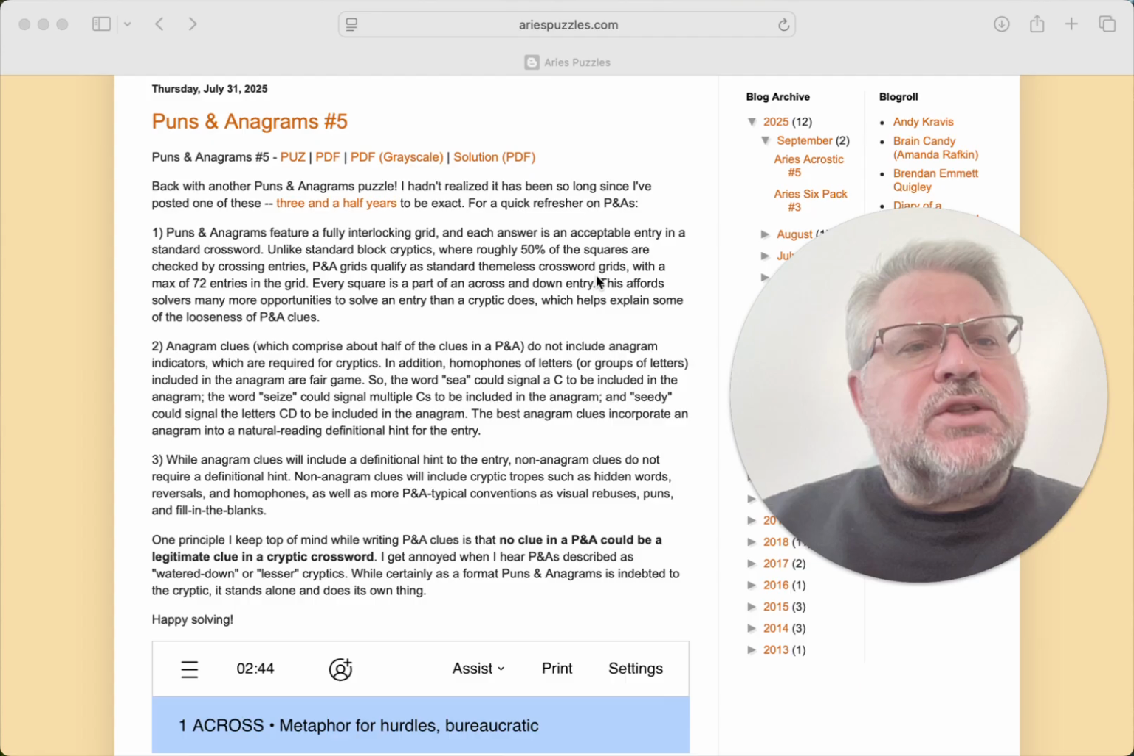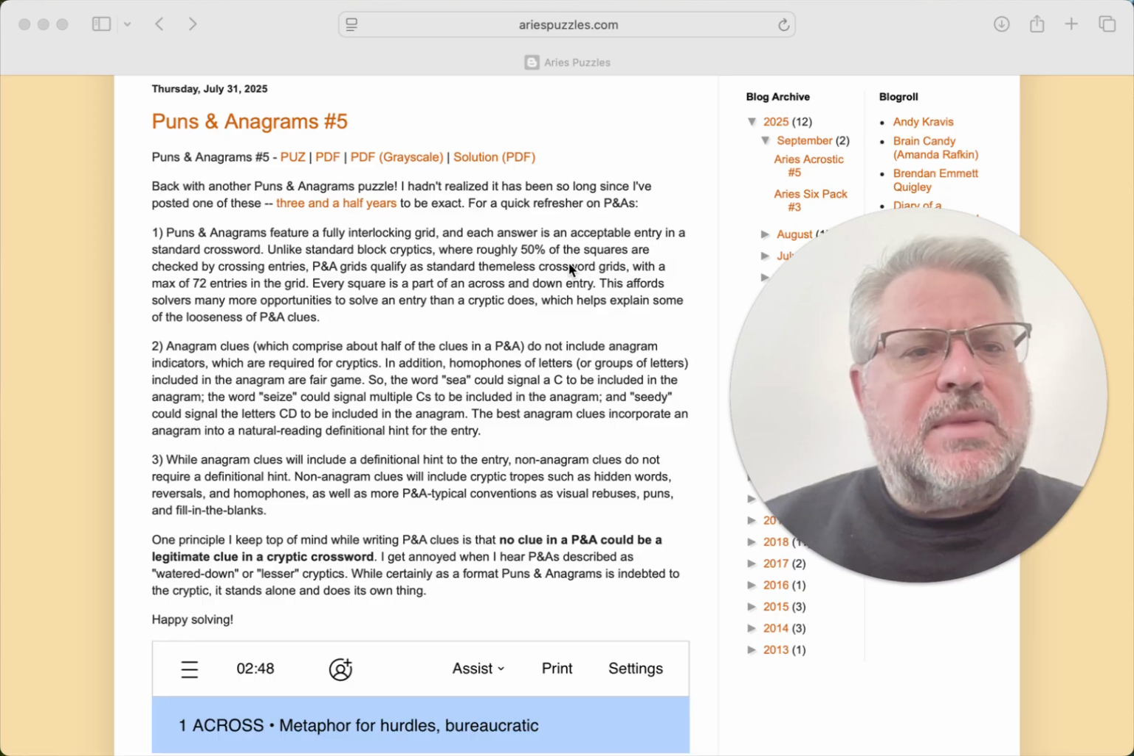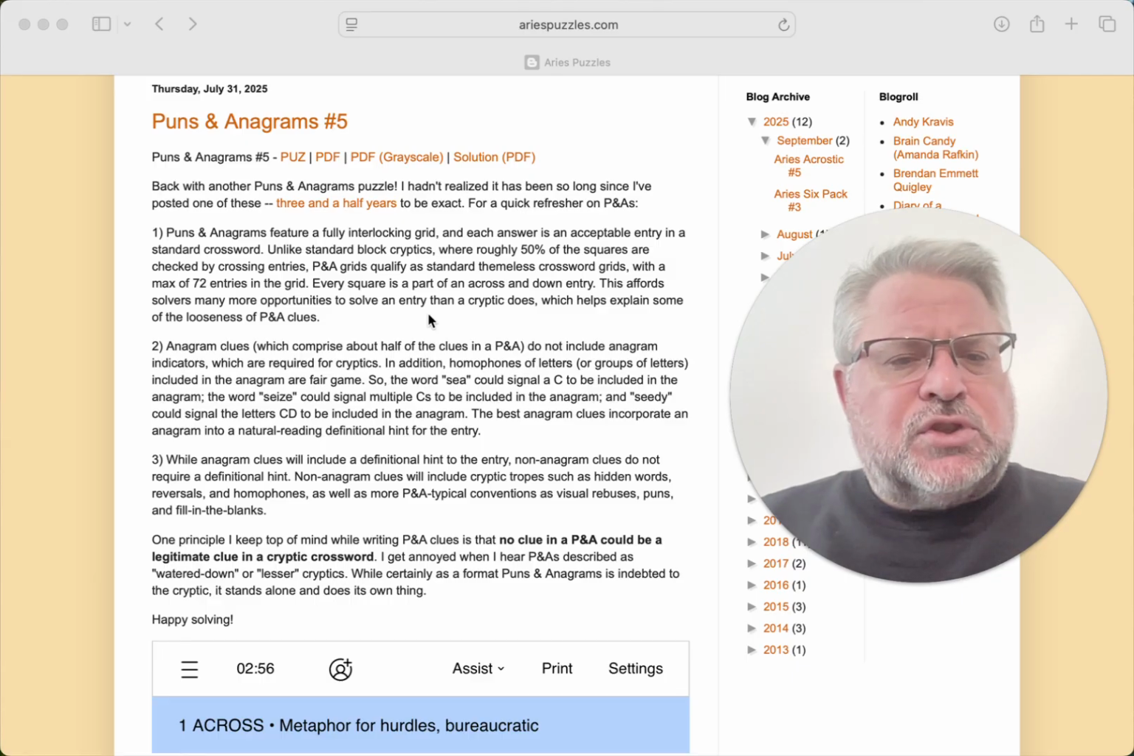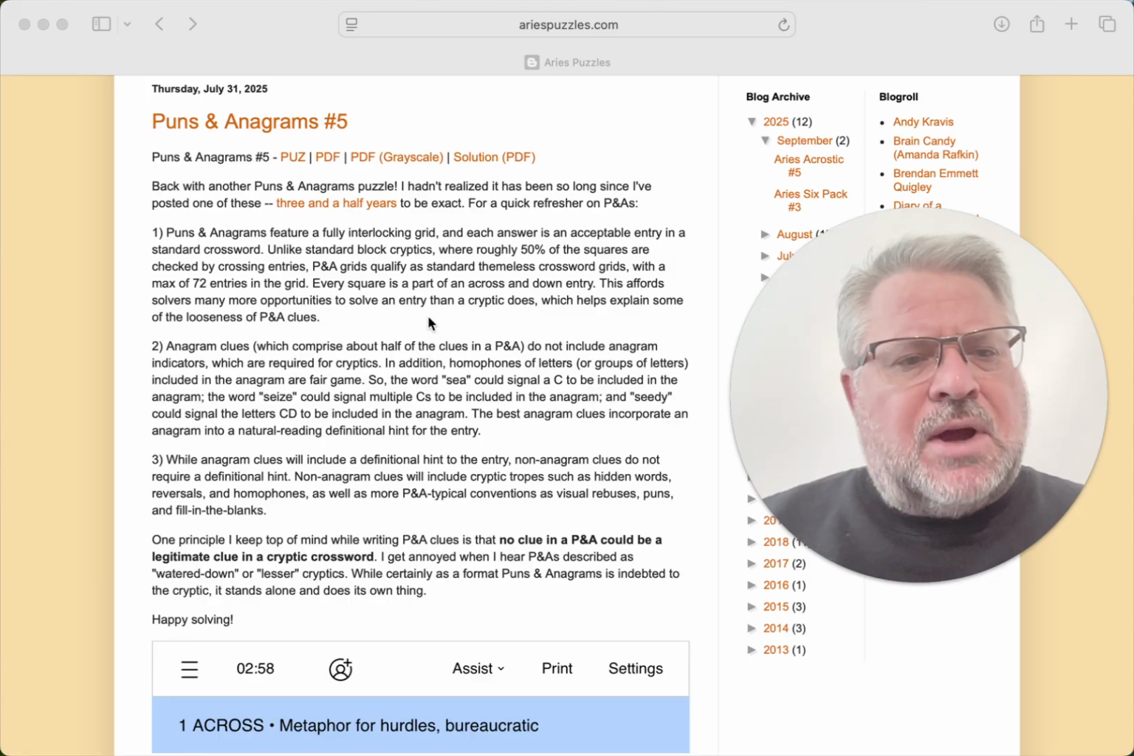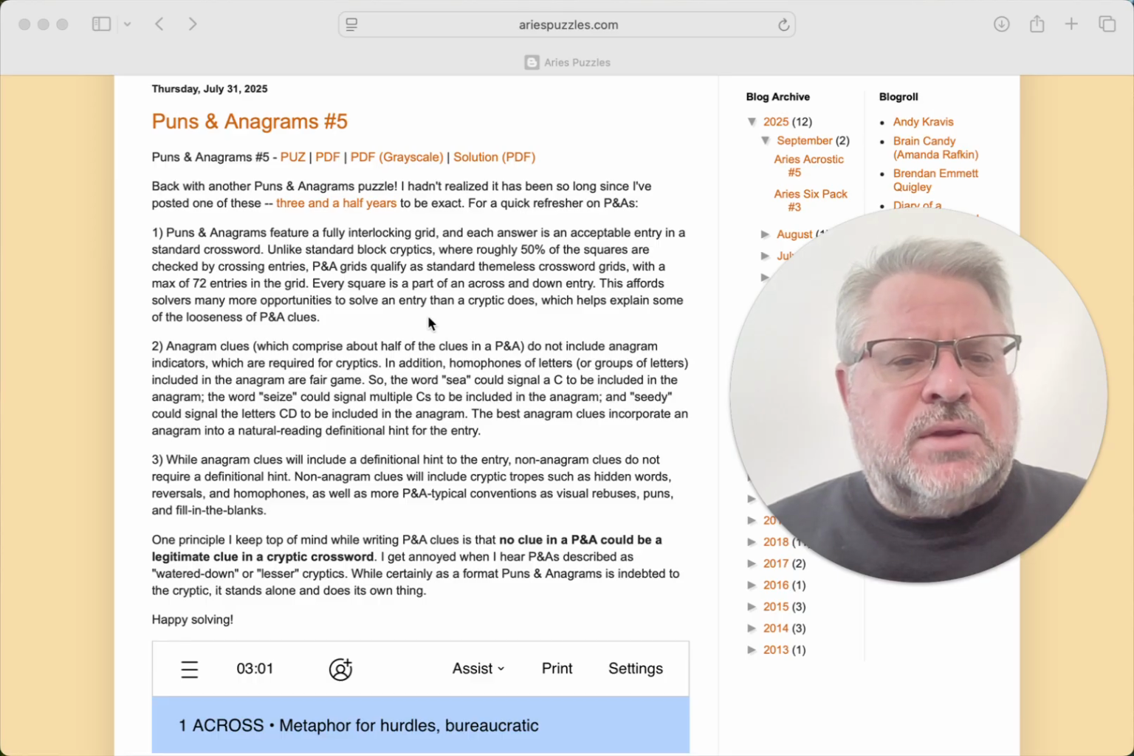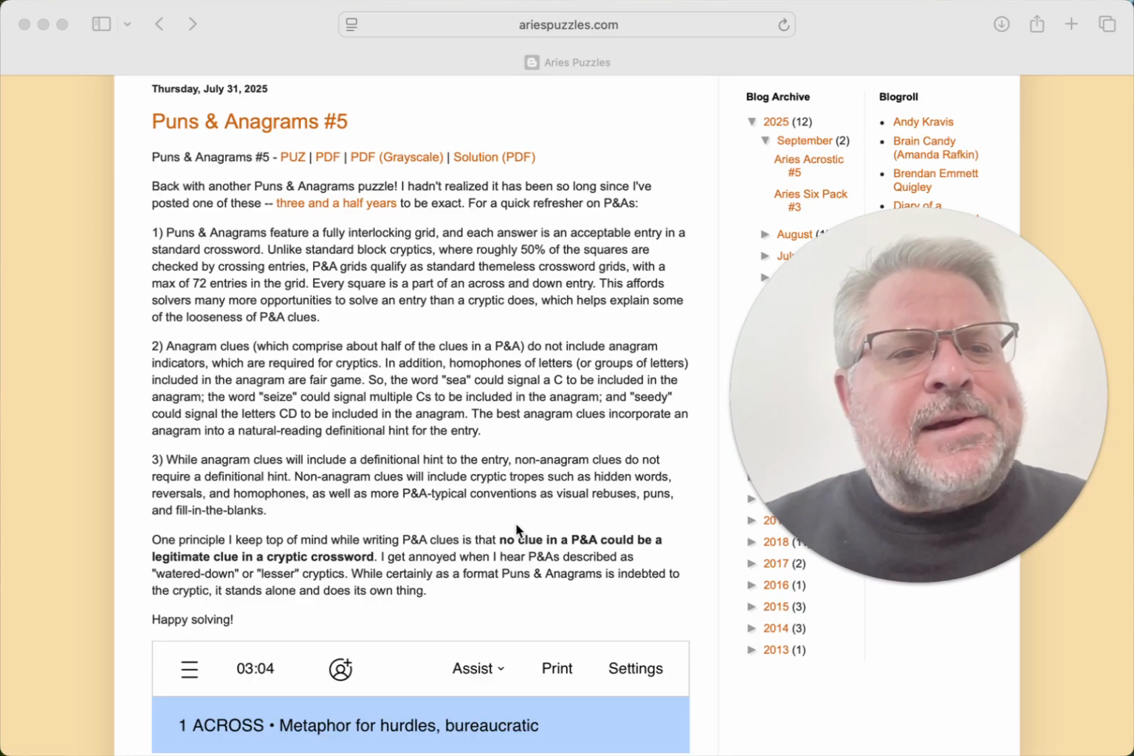So he had a puns and anagrams puzzle, which I haven't had a chance to look at yet, but I'm looking forward to doing it. And what I also was pleased to find is that he's got some rules and descriptions of the way puns and anagrams puzzles work, which I had to kind of figure out on my own through trial and error through the other three puzzles that I've done.